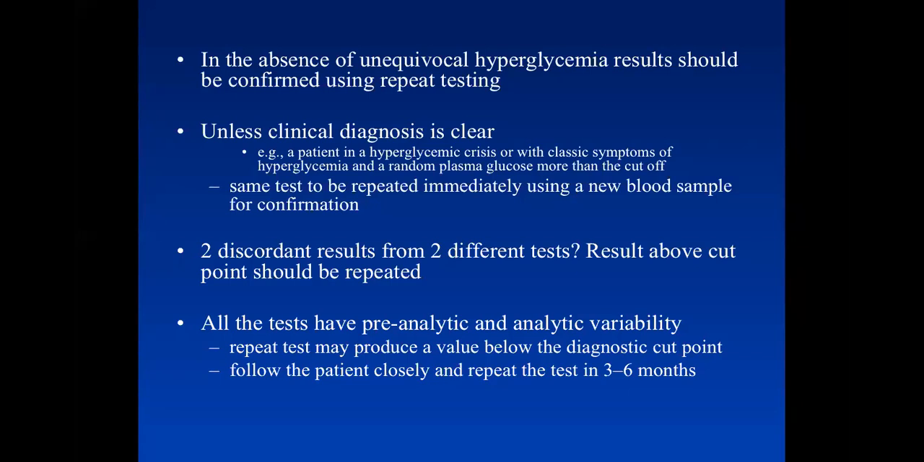Again, as I told you so many times, these tests have pre-analytical and analytical variability. If values are just near the cutoff, they can fall on either side, diabetes or non-diabetes. So depending on the clinical symptoms, you may decide to wait and watch. But if the repeat testing produces values below the diagnostic points, but you have clinical suspicion, like family history or other risk factors, you have to follow the patient closely and repeat the testing after several months, maybe 3 to 6 months.